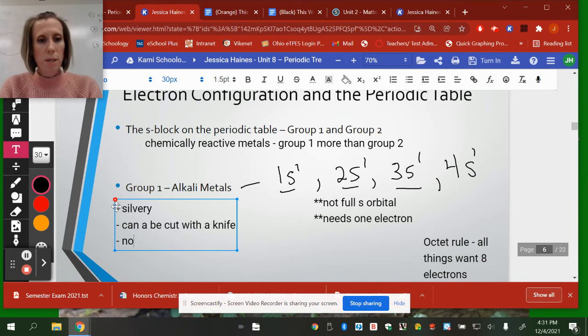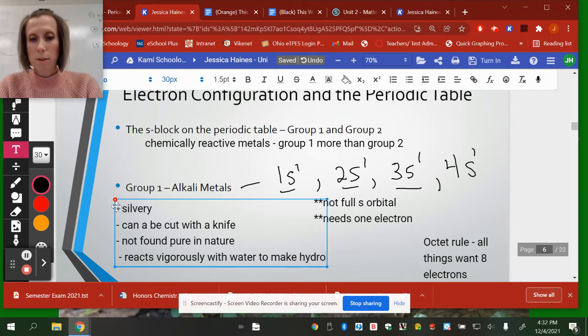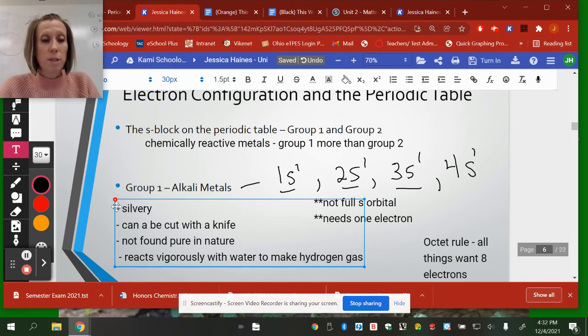They're not found pure in nature. The reason why is because any water that touches them or water vapor that's in the air reacts with it vigorously, which is our next thing. Reacts vigorously with H2O to make hydrogen gas. If you know anything about hydrogen gas, like the Hindenburg, it is extremely explosive. So any little bit of heat or flame, and obviously water is present in our world all the time.